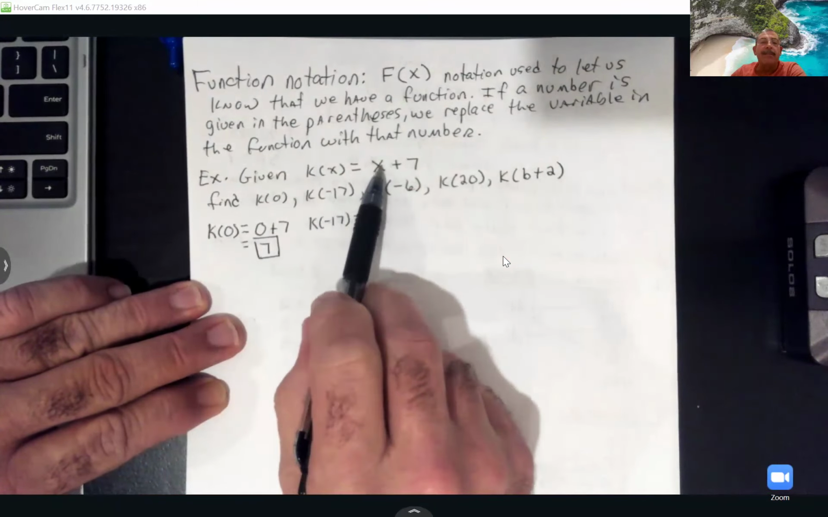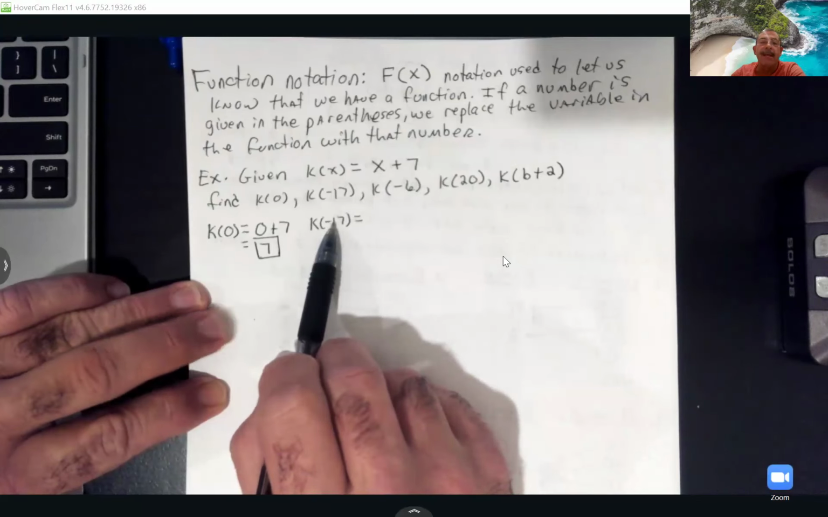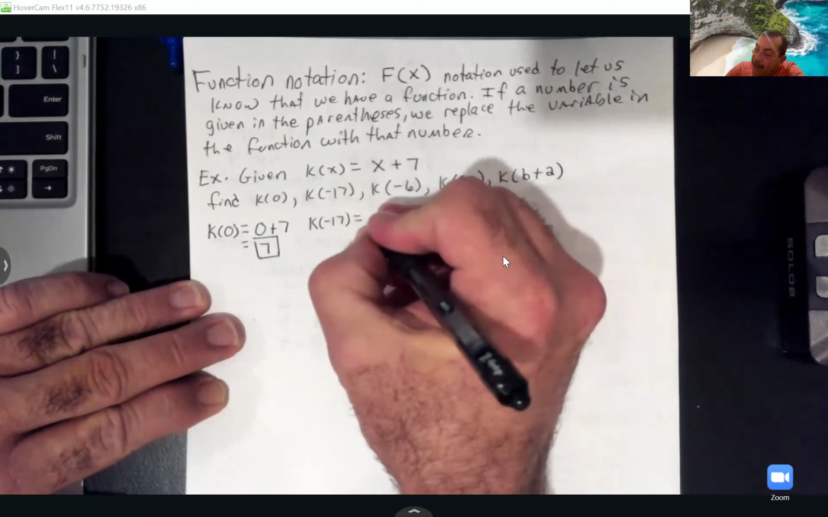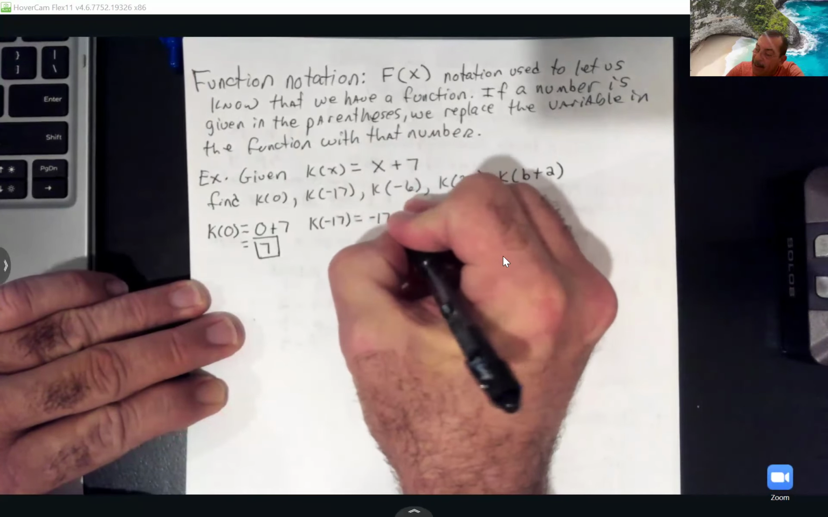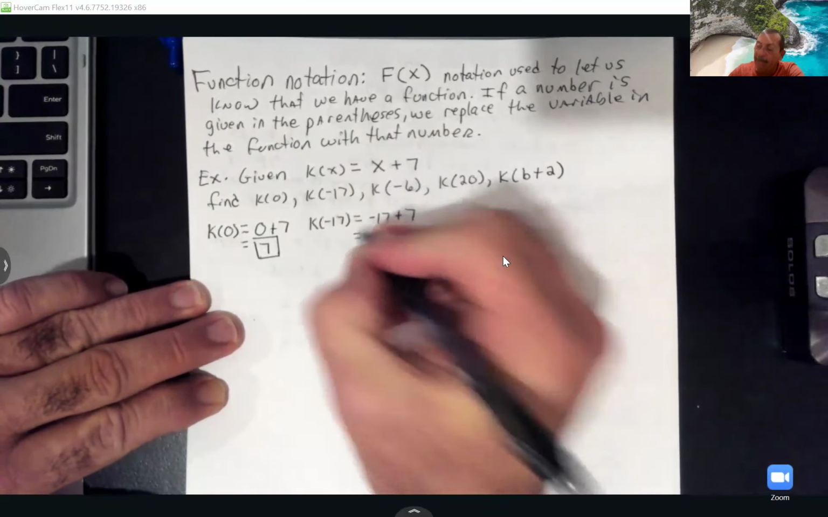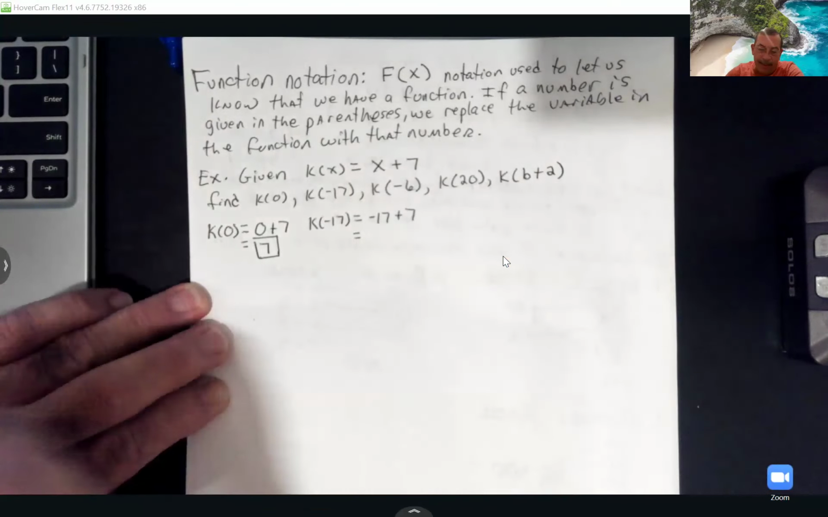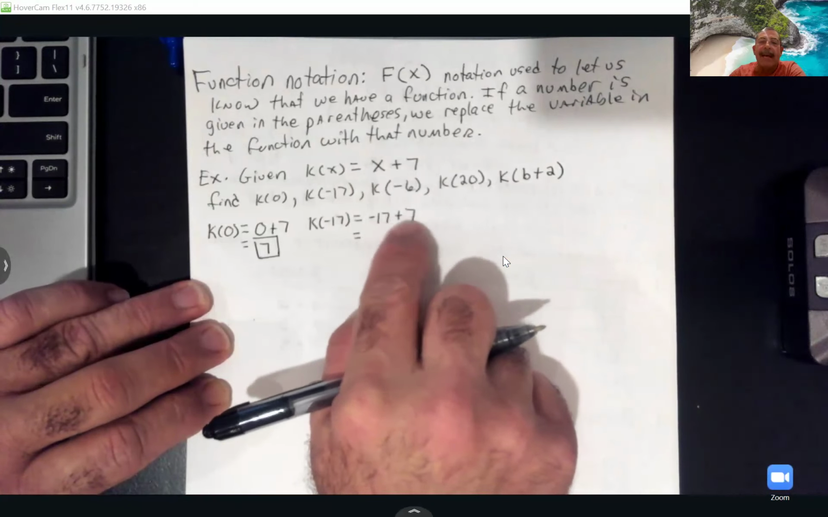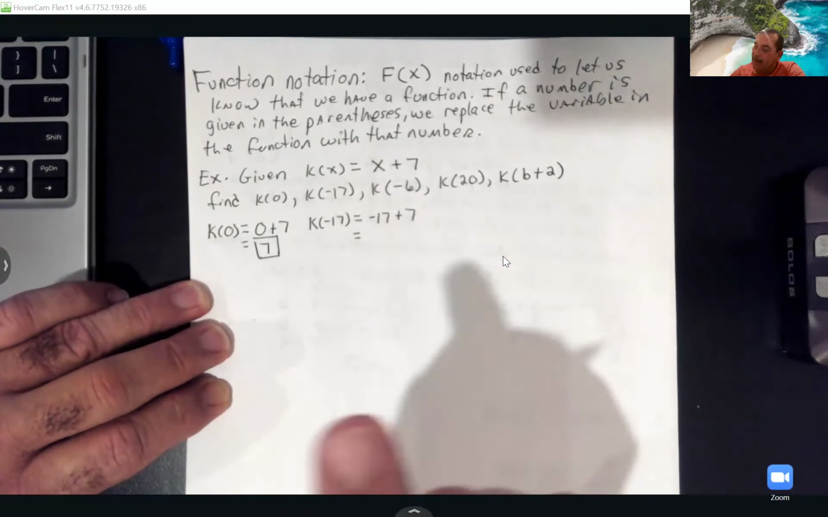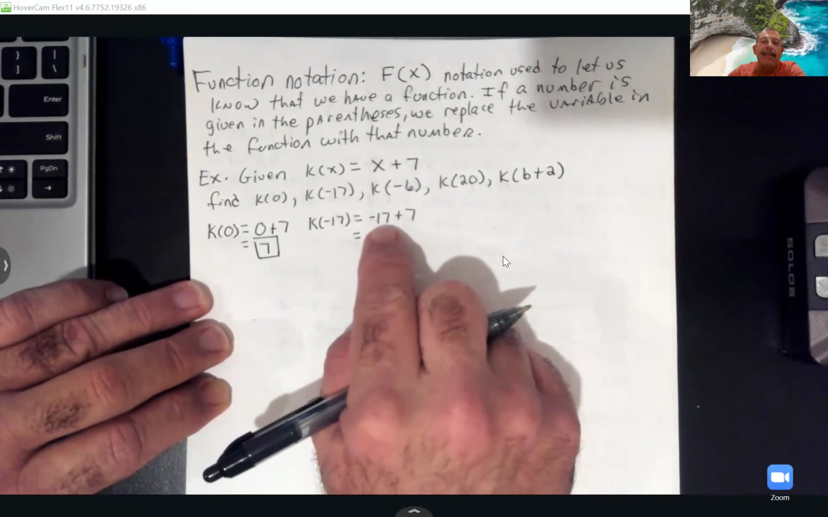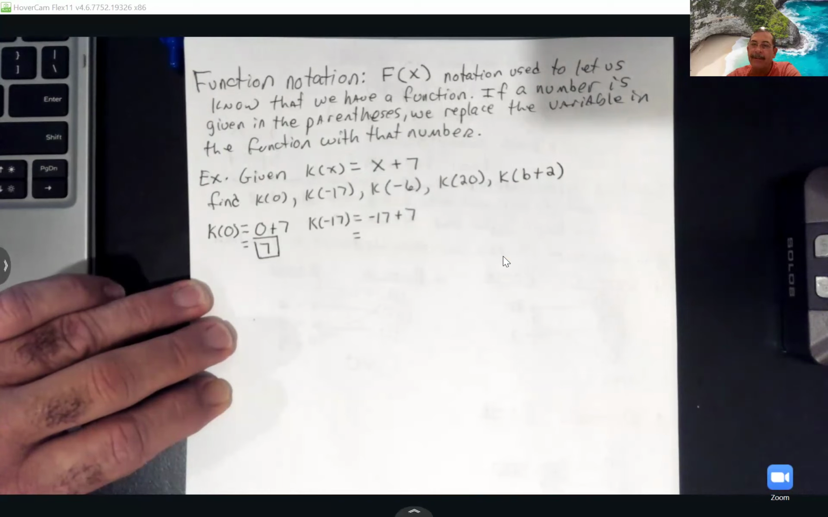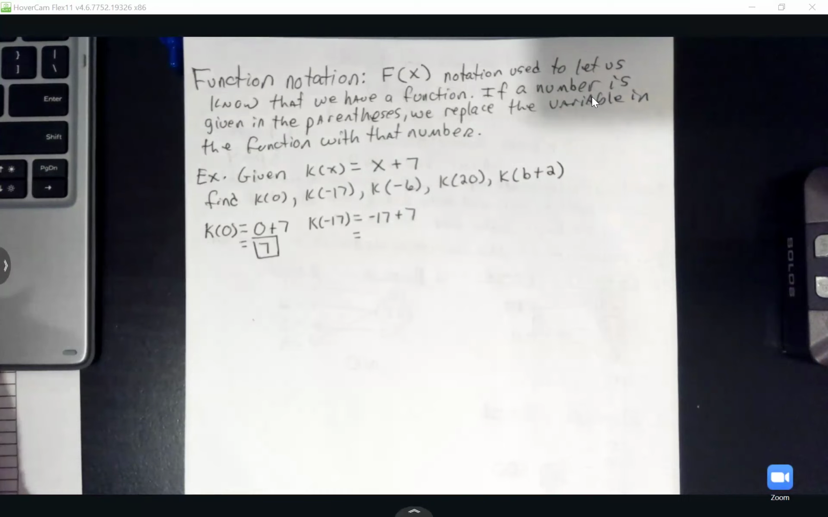So y'all take this function. Since they're giving me a negative 17, I'm going to put that in for the x. So I'm going to get a negative 17 plus 7. Now y'all be careful on these examples because they're going to give us stuff where we're having to add unlike signs all day long. So y'all, what do you get when you add that negative 17 to a positive 7? Negative 10. Negative 10, good job.